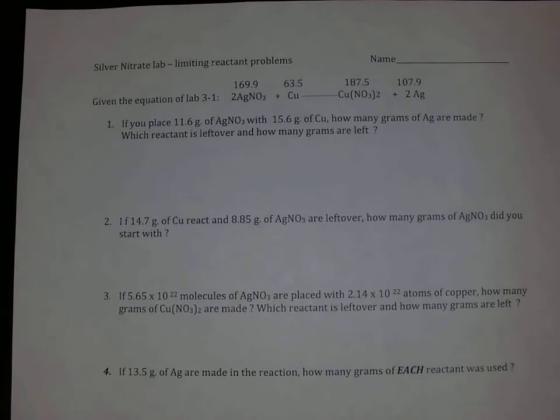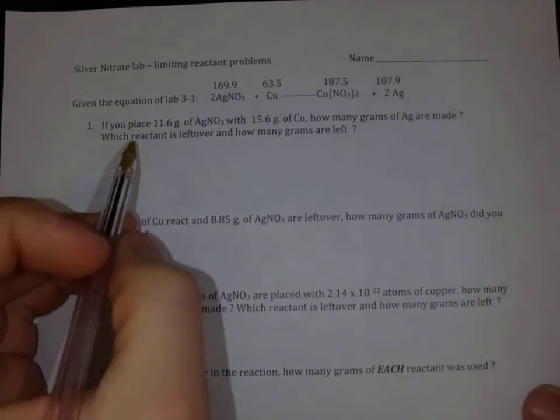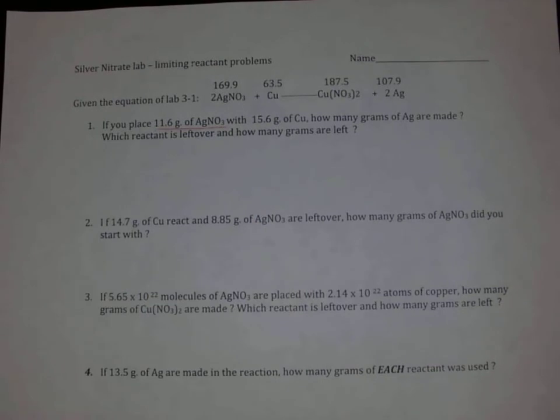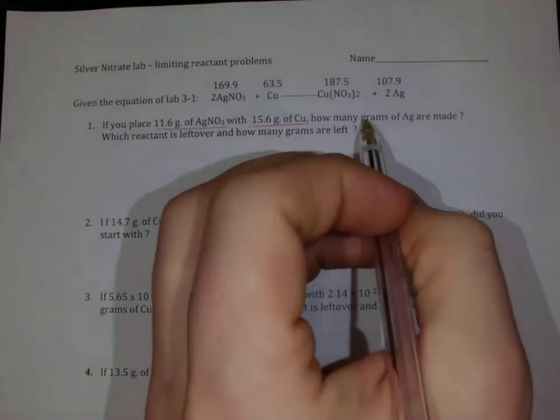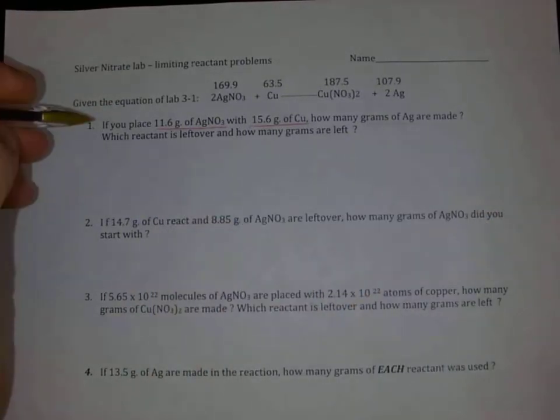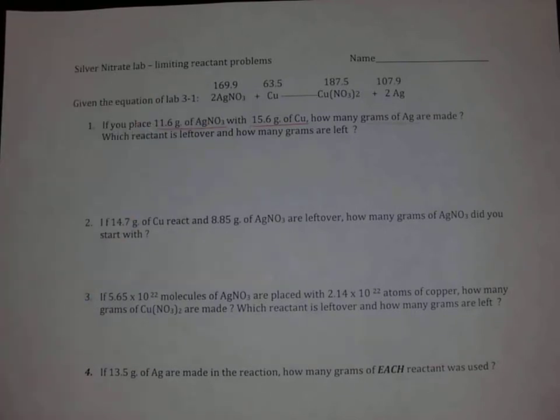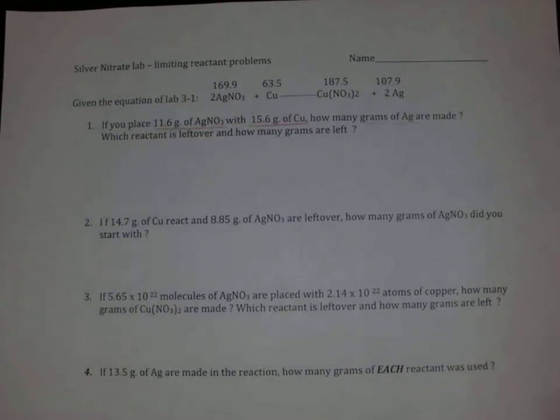Okay, so we're going to actually look at some example problems here. In class while we are filtering, we're going to be working on these problems. All right, but let's look at this first question. It says if we place 11.6 grams of AgNO3, silver nitrate, with 15.6 grams of copper, how many grams of Ag are made? So what this question is asking us is, if I had 11.6 grams of silver nitrate and 15.6 grams of copper, how many grams of silver are going to be made, because one of these two is going to stop us from making any more?